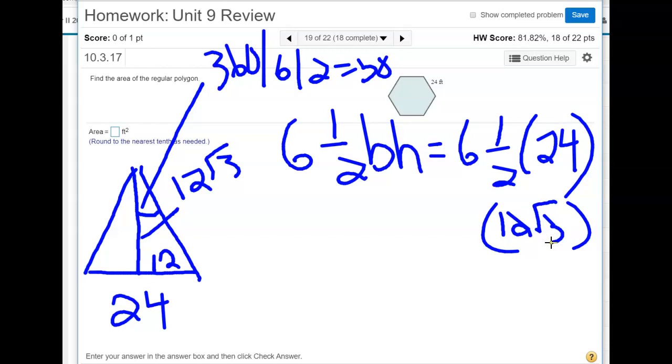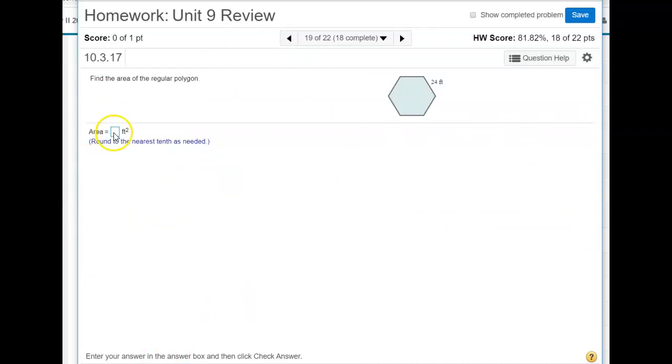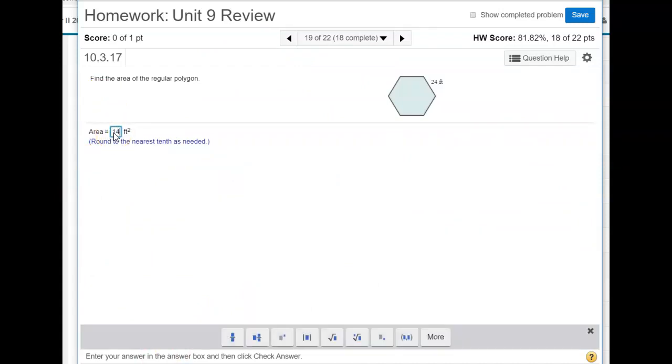This one says we can take it to the nearest tenth, so I'm typing in 6 times 1/2 times 24 times 12 times radical 3. It says round to the nearest tenth. I'm getting 1,496.5.